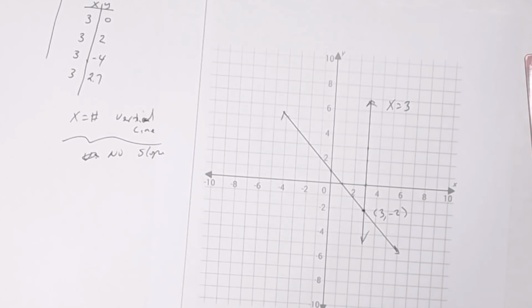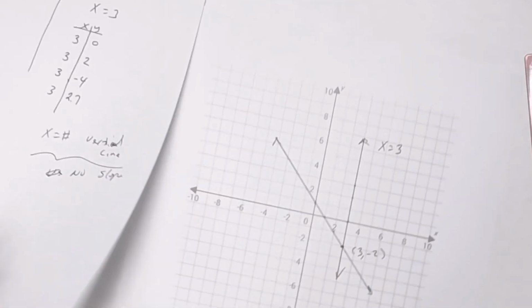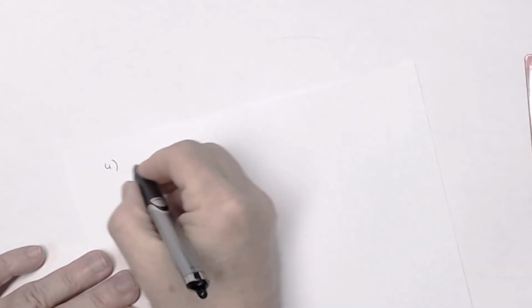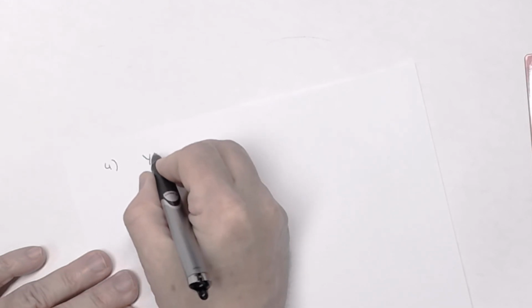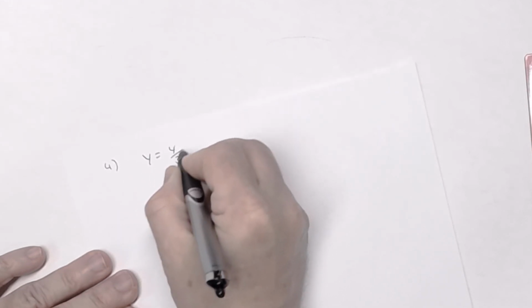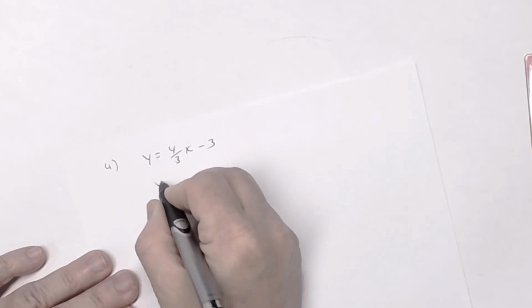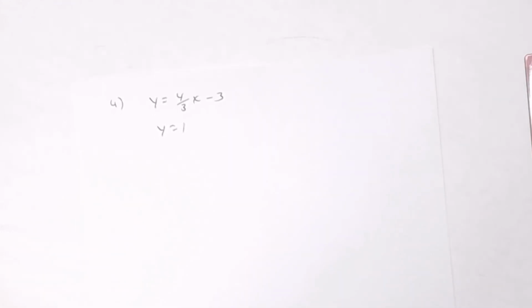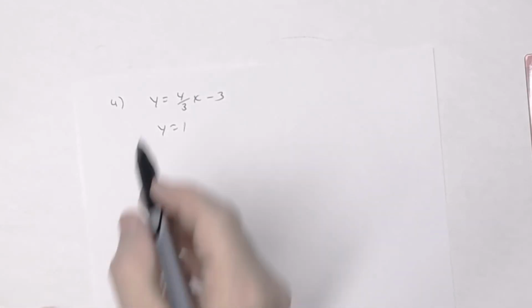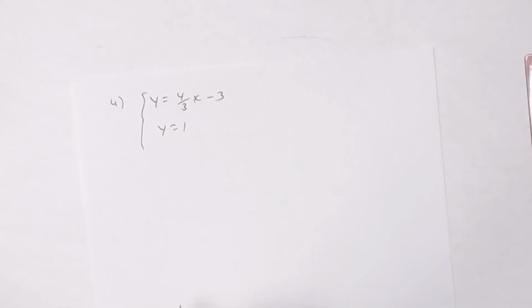Okay? All right, let's look at this one. Number 4. So number 4, we have this system: y equals 4/3 x minus 3, and then y equals 1. Okay, so y equals 4/3 x minus 3, and y equals 1. And I'm just going to go ahead and use a brace.